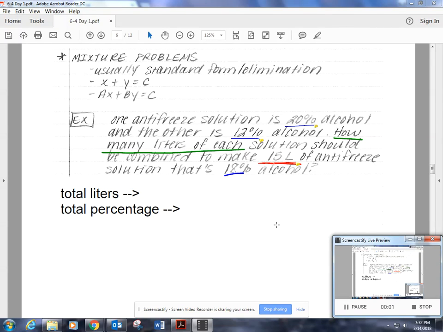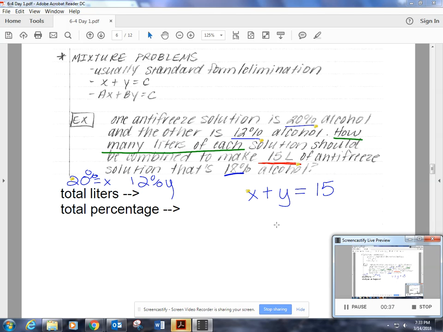All right, the two different types of solutions we have are a 20% solution and a 12% solution. We don't know how much of each, so that 20% solution is going to be our X, and our 12% solution is going to be our Y. To find the total, we're just going to call that X plus Y, and we know that the total amount we need is 15 liters.